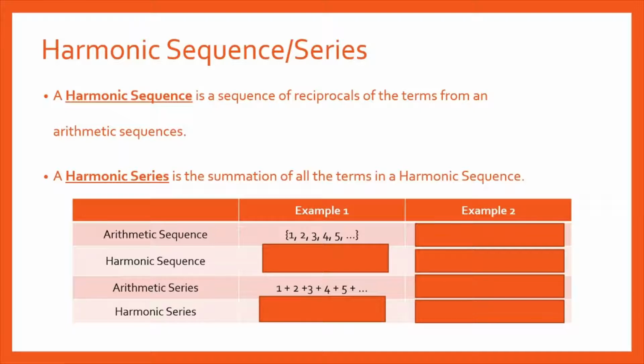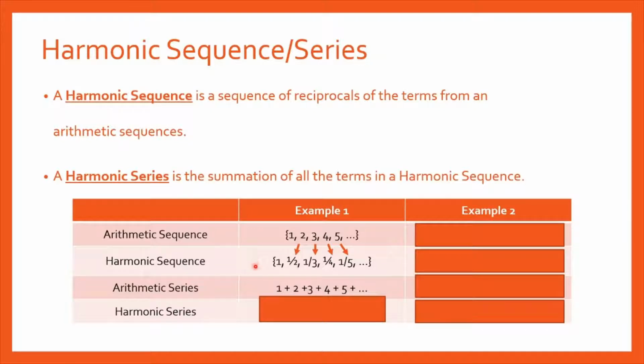So to start off with our first example here, we have the arithmetic sequence and series of 1, 2, 3, 4, 5, and so on, or 1 plus 2 plus 3 plus 4 plus 5, and so on. This is just the basic counting numbers that are greater than 0, so when you count, you go 1, 2, 3, 4, 5. That's what this is. So the harmonic series of those is right here.